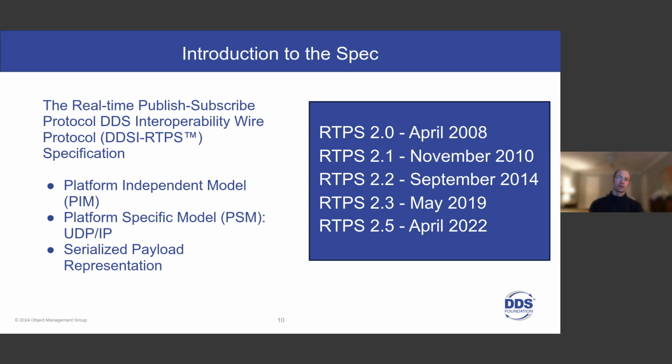So the spec itself consists of three major pieces, really. One is the platform independent module. I'll get into a discussion of what's covered in the PIM later. The platform specific module, which talks about how the platform independent module is mapped to a UDP/IP implementation. And then there's various details about the serialized payload representation. I'm not going to dig into the serialized payload representation. It's a little bit beyond the scope of this talk.